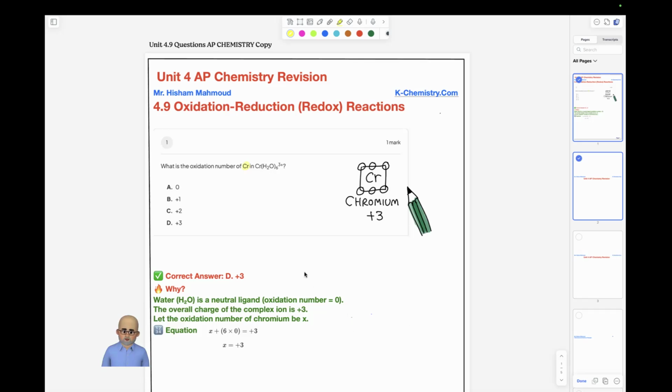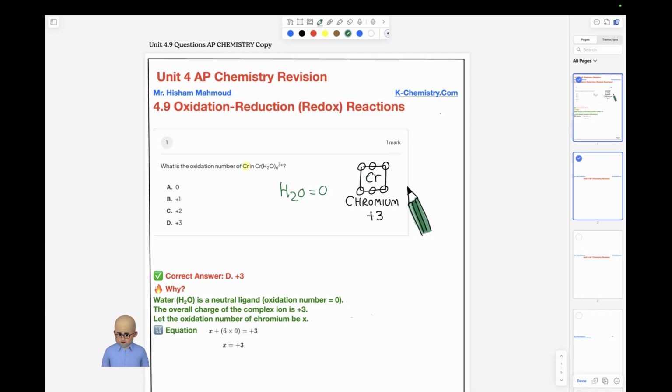The water is a neutral ligand. A ligand is something which is attached to a metal in the middle. So the chromium is a metal, and the ligand is made from attaching these to 6 water molecules. So don't worry about this ligand thing. Just know that every one of these waters is equivalent to 0.